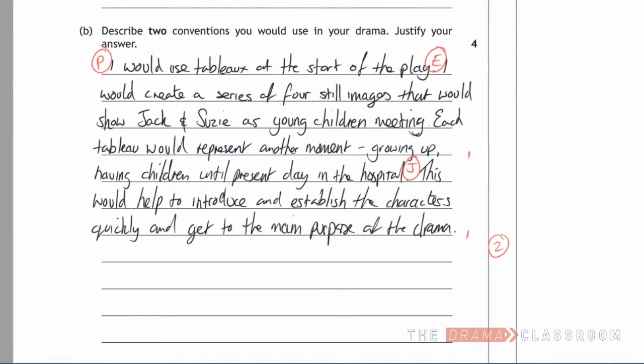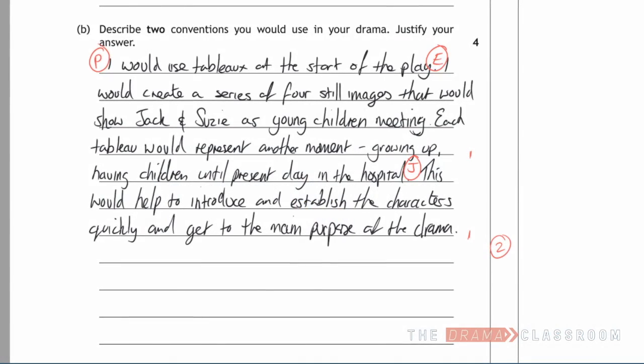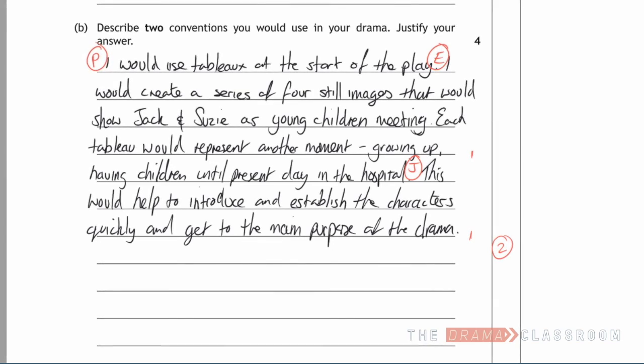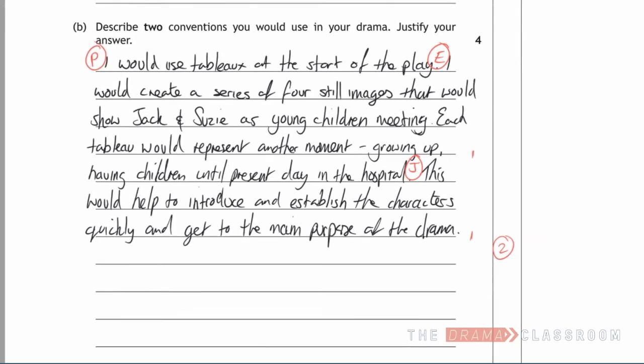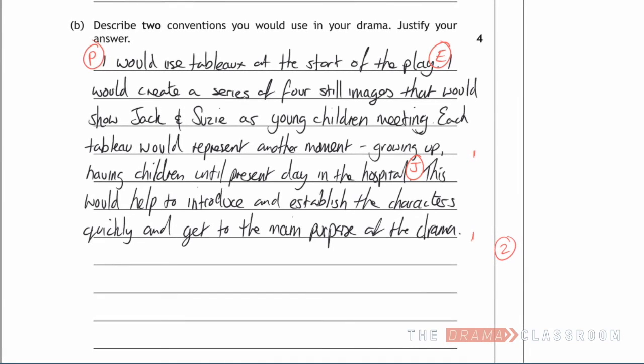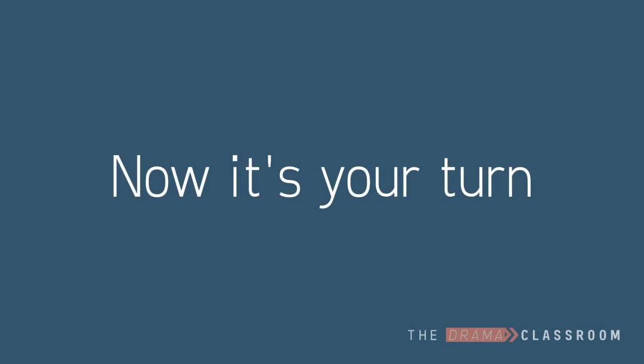Now, when we look at an answer like this, we can clearly see that I've used one convention, I've made a point on how I would use it, I've explained and described the way in which I would use it, and I've justified how this is helping to establish characters for the audience. This would give me 2 marks. Now, it's over to you. Why don't you try the same question and see how you got on?